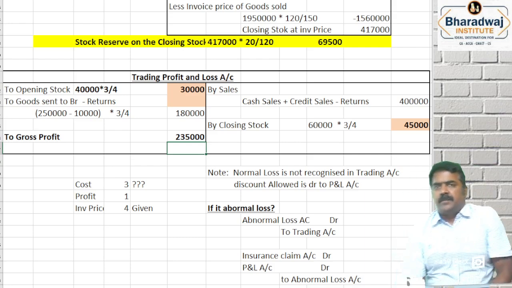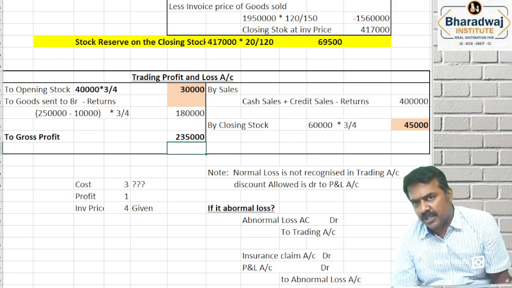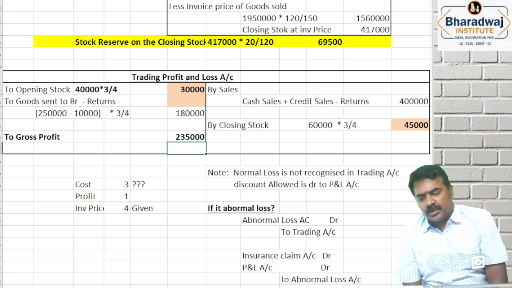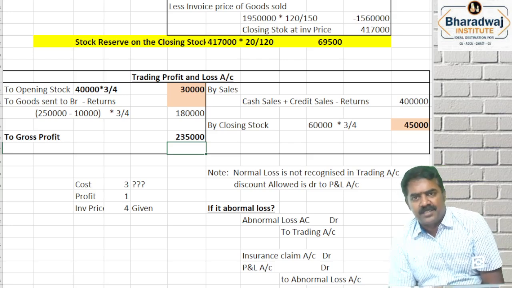In case of an independent branch, the branch is allowed to maintain its own books of accounts. So they will pass journal entries for all the purchases, sales, etc., and head office branch transactions also. They will all pass what? Journal entry.